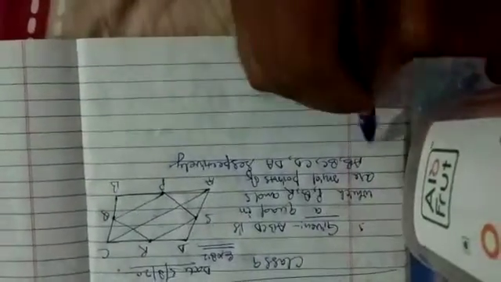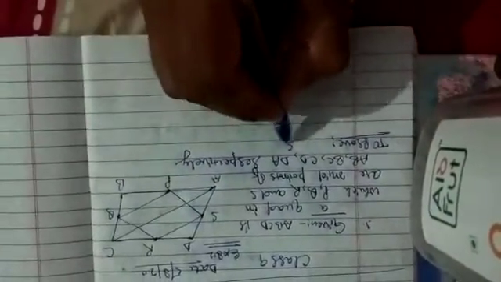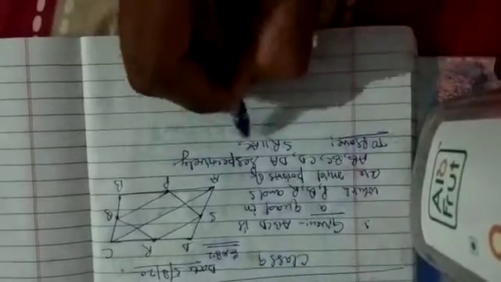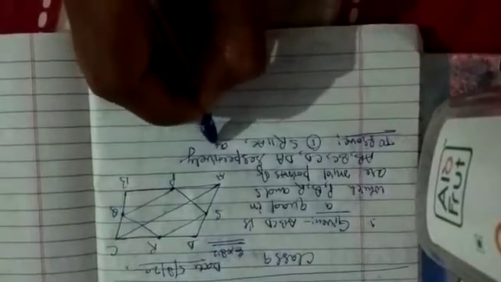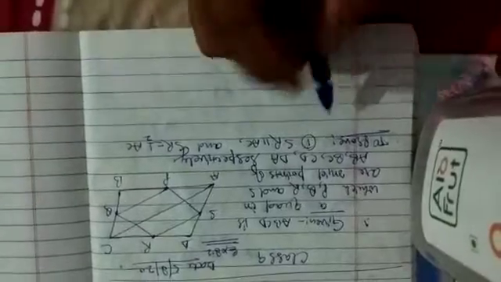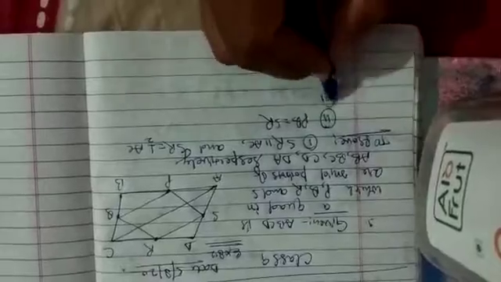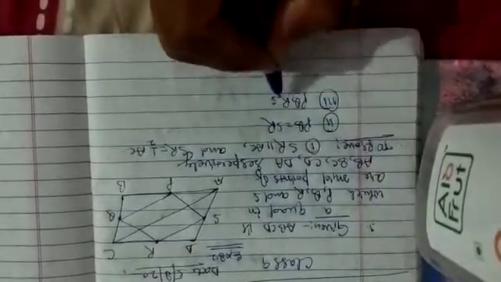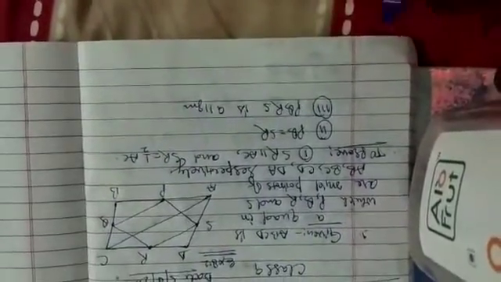Now to prove, what we have to prove: SR is parallel to AC, and in the same part SR is half of AC. Okay, and second is PQ is equal to SR, and the third is PQRS is a parallelogram. Okay, now let us start the first part, proof.